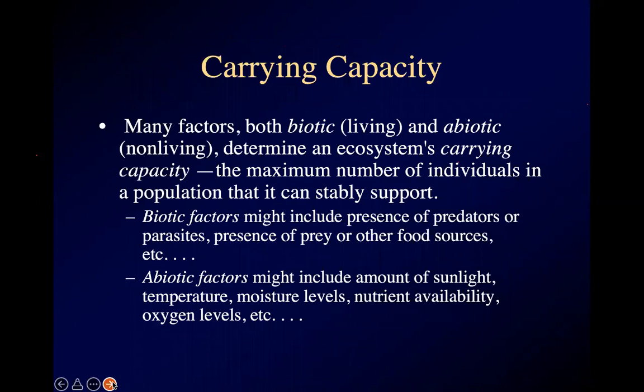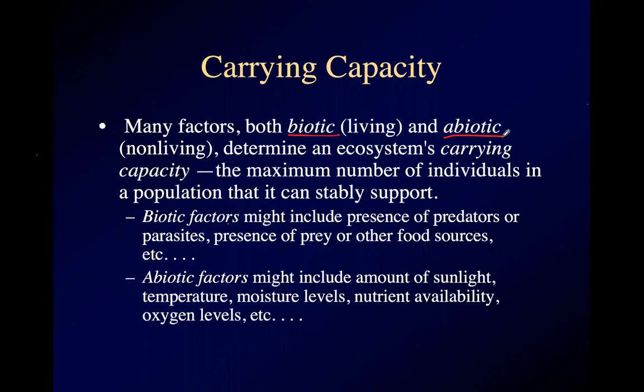And when we look at an ecosystem, we can talk about how each population has what we call a carrying capacity. That's the maximum number of individuals that can be stably supported in an ecosystem. And that's determined by both biotic and abiotic factors. And again, biotic is anything that's living, and abiotic is anything that is not living.